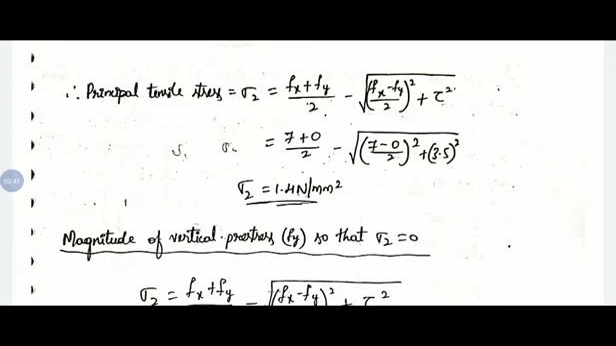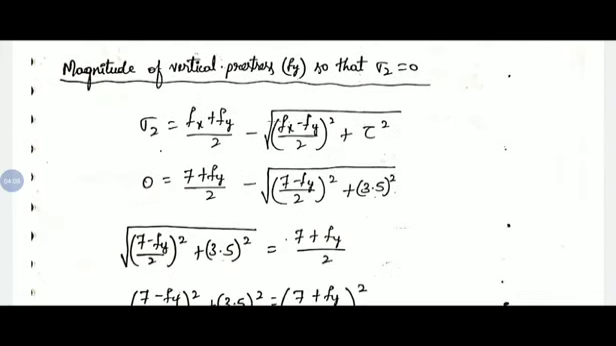So the next question is to make this 1.4 Newton per mm square as 0. What should be the Fy value, the vertical pre-stressing force, we need to apply for the section? So that is the magnitude of vertical pre-stress Fy, so that sigma 2 should be 0.